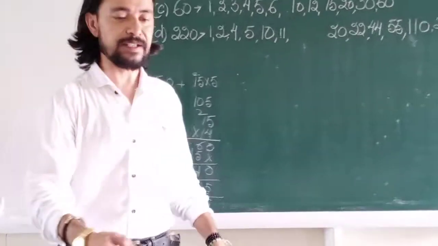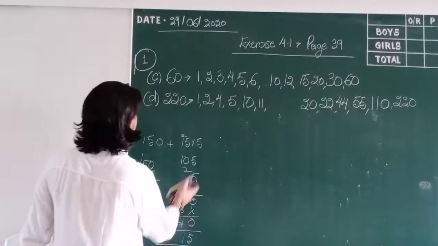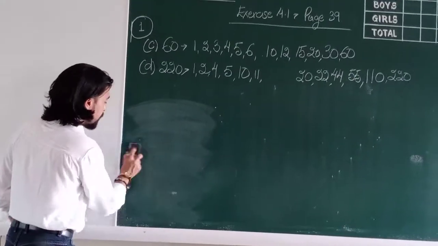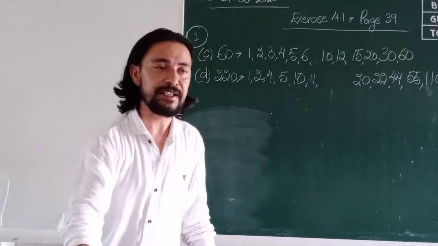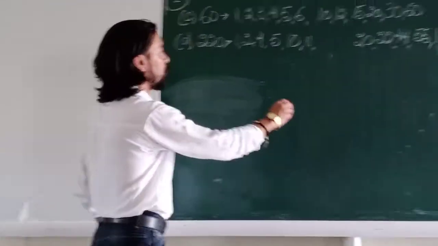Let's go to the next number. The next number is 16. Neither does that go. 17, 18, 19, they don't go. So I come to an end.